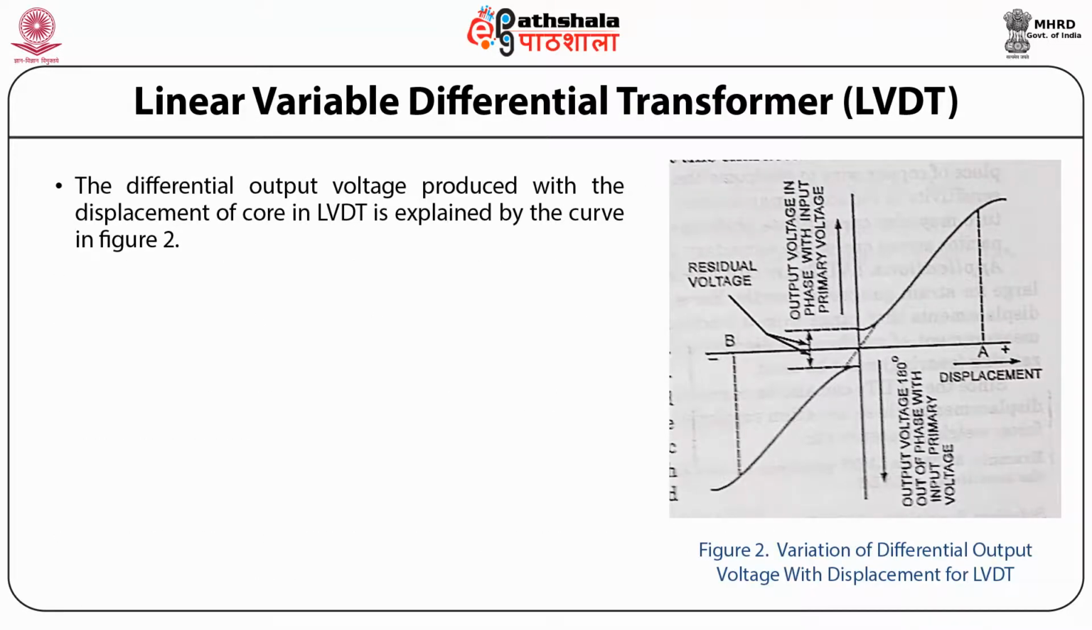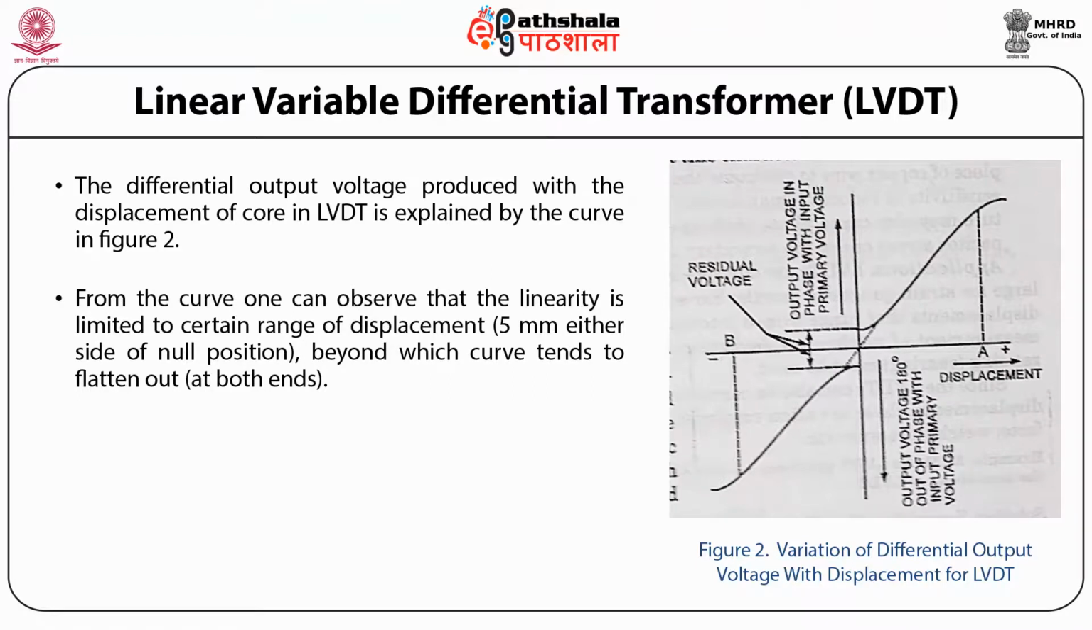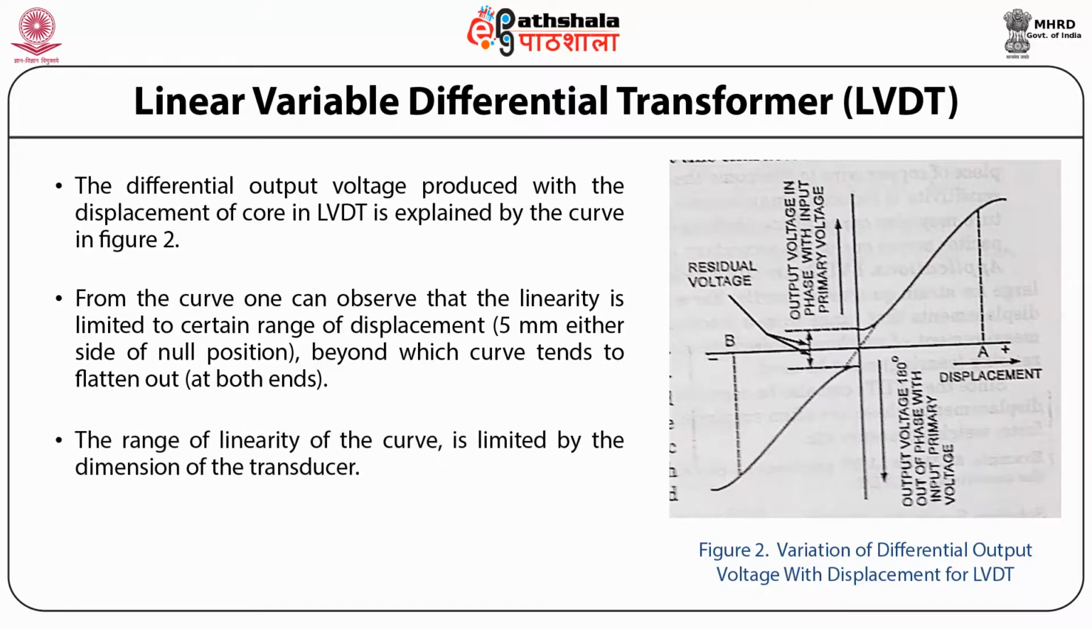The differential output voltage produced with the displacement of the core in the LVDT is explained by the curve in figure 2. From the curve we can observe that the linearity is limited to a certain range of displacement, that is 5 mm on either side of the null position, beyond which the curve tends to flatten out at both ends. The range of linearity of the curve is limited by the dimensions of the transducer.